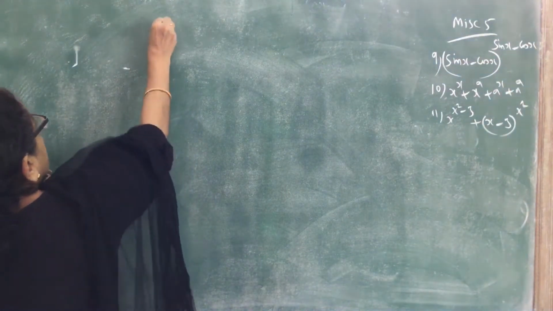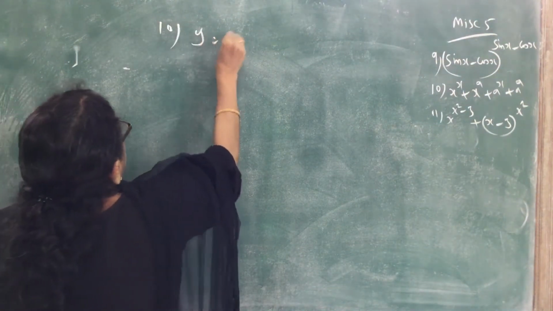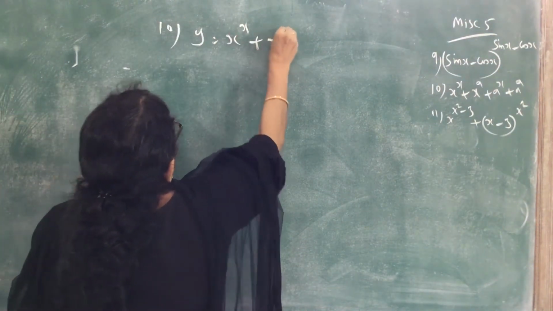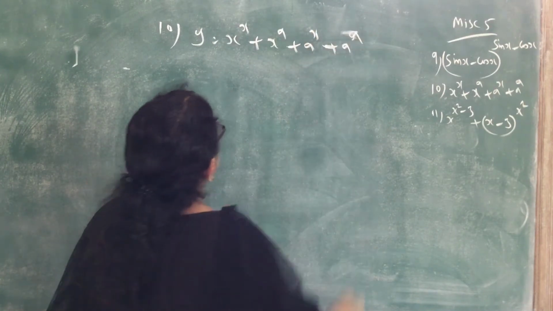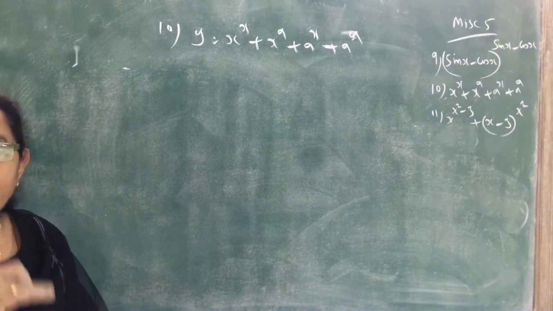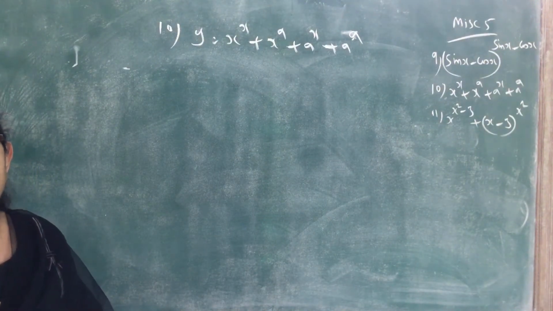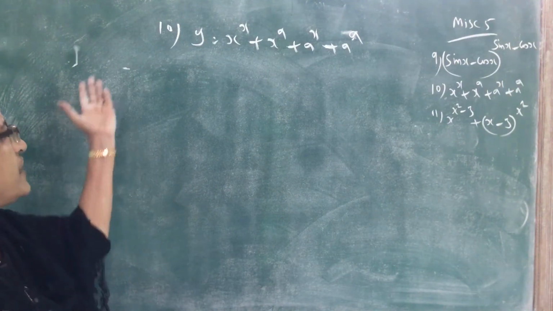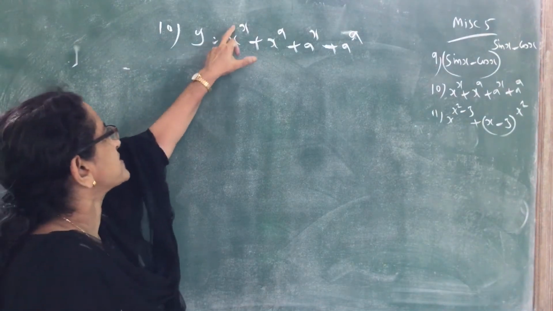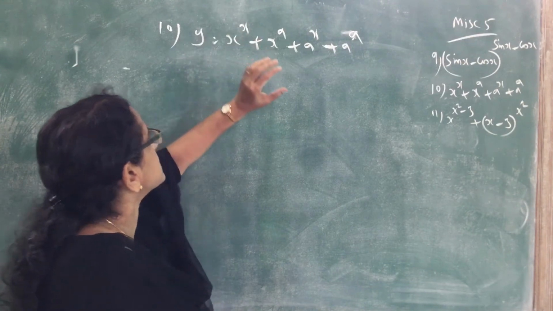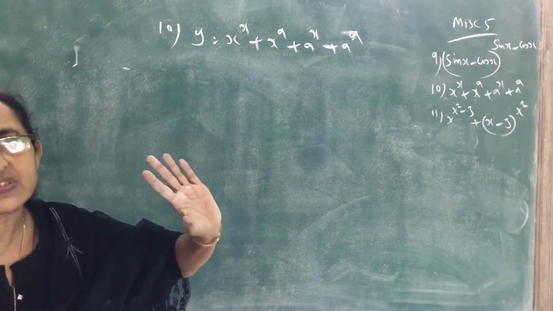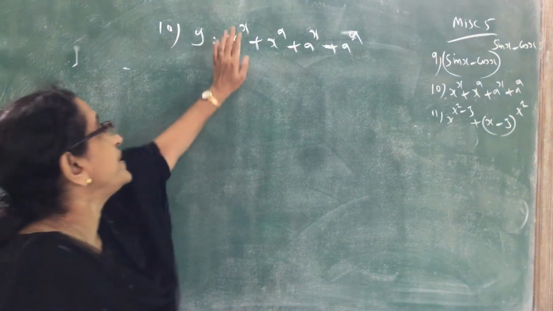Tenth one, y equal to x raised to x plus x raised to a plus a raised to x plus a raised to a. We have to differentiate with respect to x. That means we have to find dy by dx. Just to see how we can find the derivative of x raised to x. It is in the form function of x raised to function of x. So we have to use logarithm. Without using logarithm, we cannot find the derivative of that.